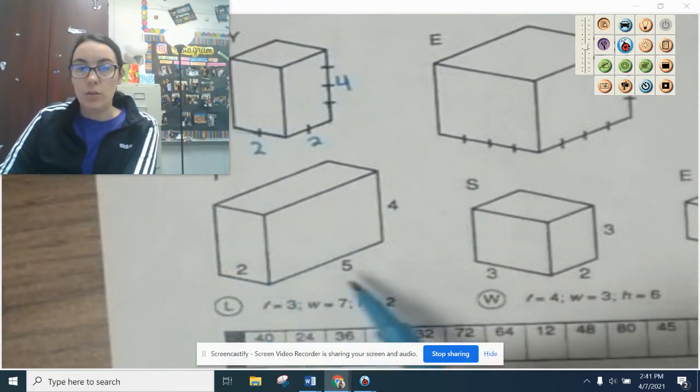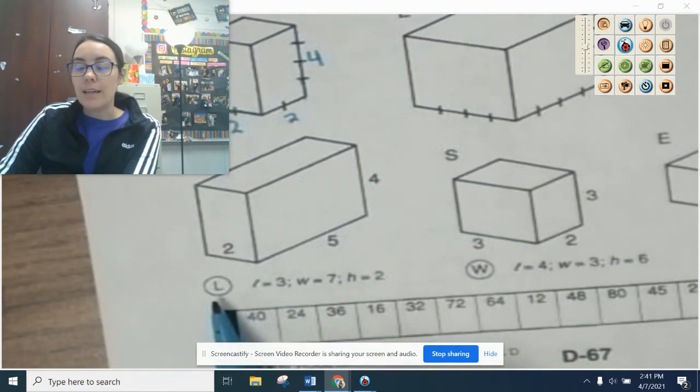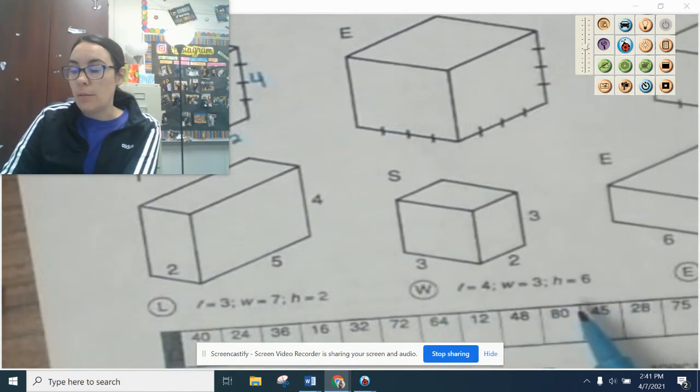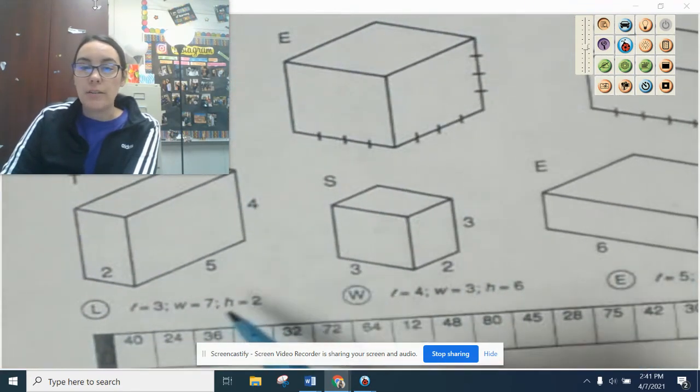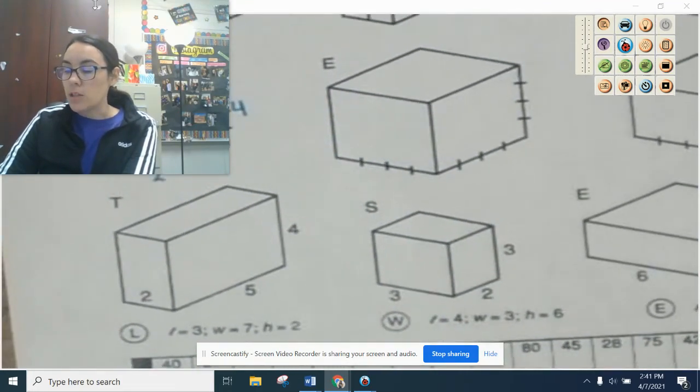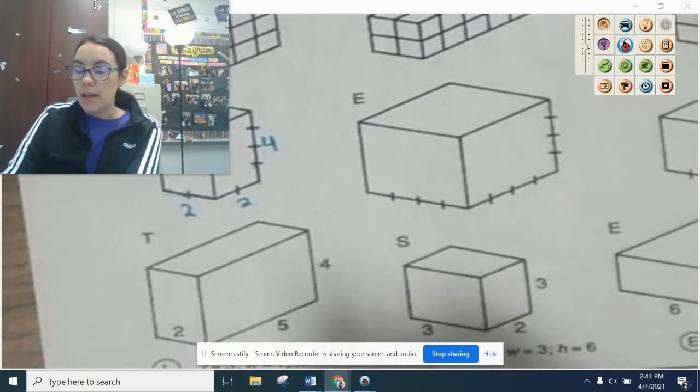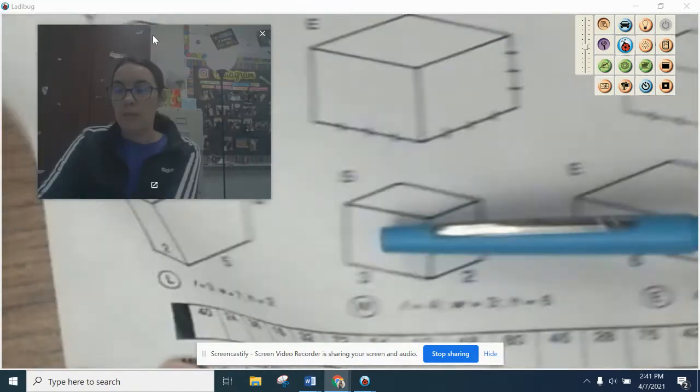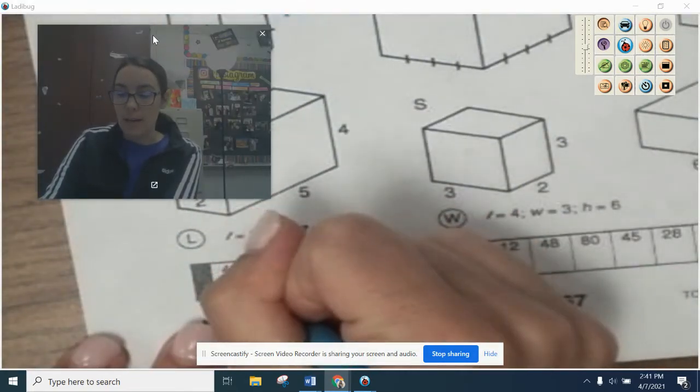And then T, S, E, those are just rectangular prisms. They give you the numbers. Don't forget to do L, W, and E, okay? They're down here at the bottom. They're kind of hidden. So we had H was 24. So we would come down here and put an H for 24. So that's how you fill this out.